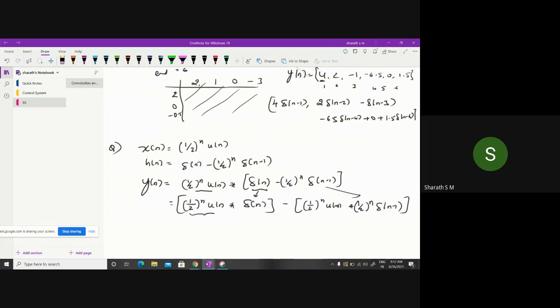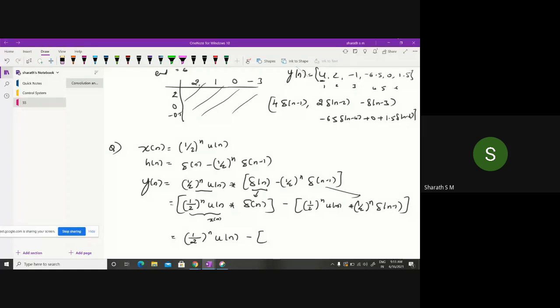So now, if this whole signal is x of n, then x of n convolve with delta of n, what is the output according to the properties? It is x of n itself. So now this whole signal becomes (1/2)^n into u of n. Afterwards, x of n convolve with delta of n minus 1.